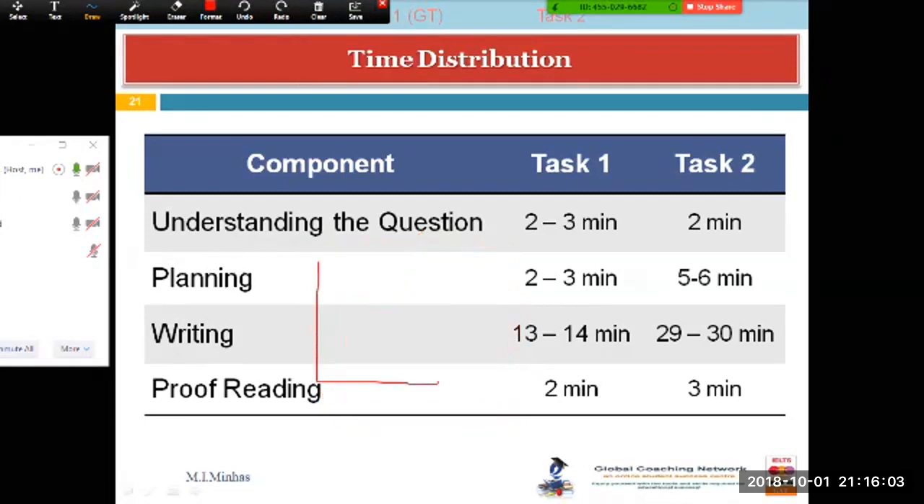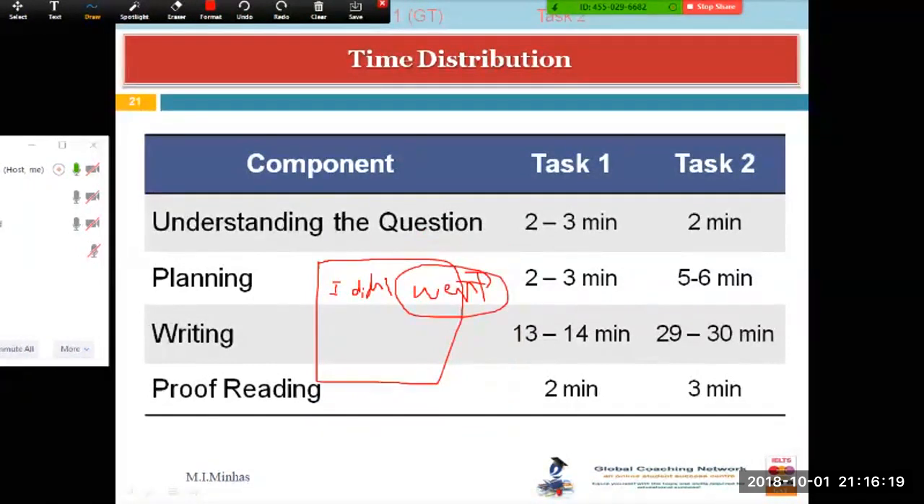Then there are some mistakes, for example, I didn't. Just assume this is didn't. I didn't went there. Now it should have been I didn't go there. But just in the flow, you use the second form of the verb, the past form. So you can correct such things.